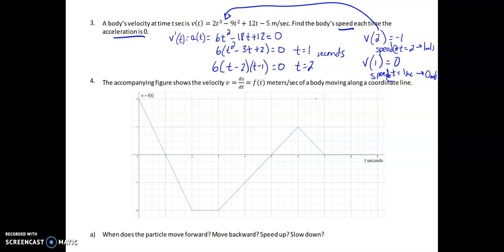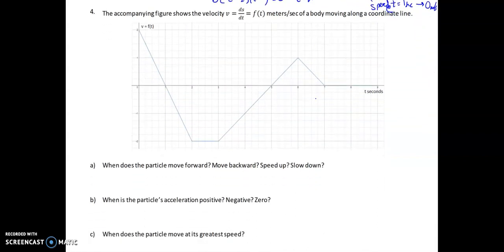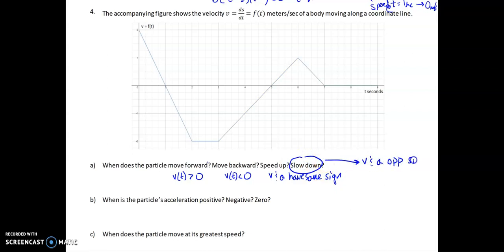Number 4 is a very similar question to the one we just did, so I'm going to do this much faster. The accompanying figure shows the velocity. When does the particle move forward? The particle is going to move forward when v(t) is greater than 0. It's going to move backwards when v(t) is less than 0. It's going to be speeding up when v and a, velocity and acceleration, have the same sign, and it's going to slow down when velocity and acceleration have opposite signs. You can be speeding up in a negative direction, remember.